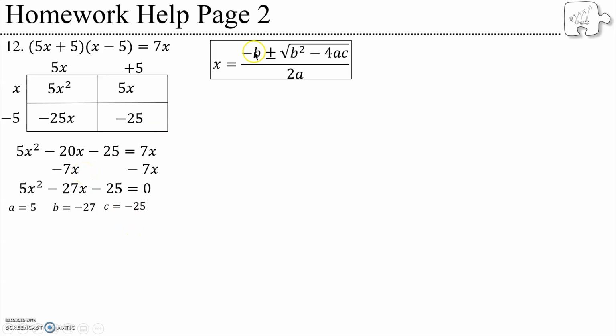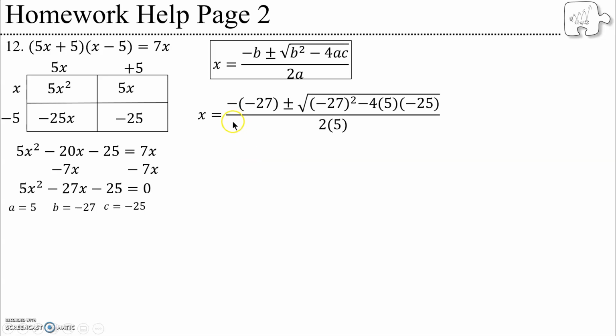So we could plug it into our quadratic formula. X equals the opposite of -27 plus or minus the square root of -27 squared minus 4 times 5 times -25, over 2 times 5. So the opposite of -27 is 27, plus or minus the square root, -27 squared is 729, minus 4 times 5 is 20, and 20 times -25 is -500. 2 times 5 is 10.